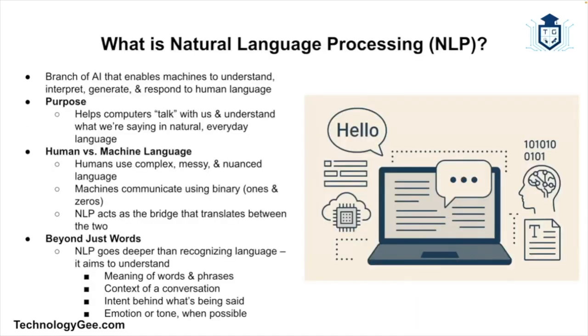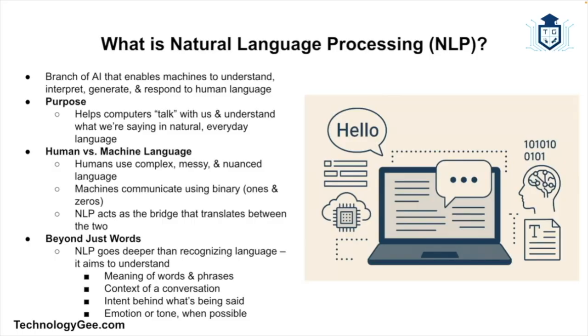All right, so exactly what is natural language processing? Well, this is a branch of artificial intelligence that focuses on enabling machines to understand, interpret, generate, and respond to human language. In short, it's about teaching computers to talk with us and understand what we're saying.